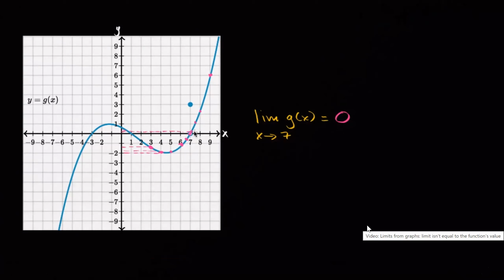So once again, it looks like we are approaching 0 as x approaches 7, in this case from the larger values. And this is interesting because the limit as x approaches 7 of g of x is different than the function's actual value, g of 7, when we actually input 7 into the function.